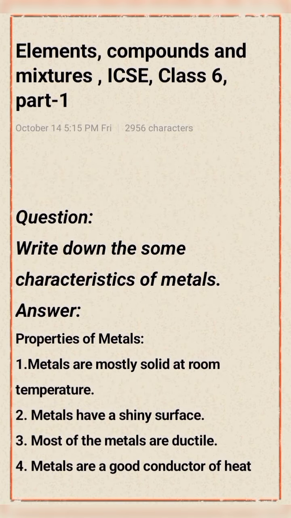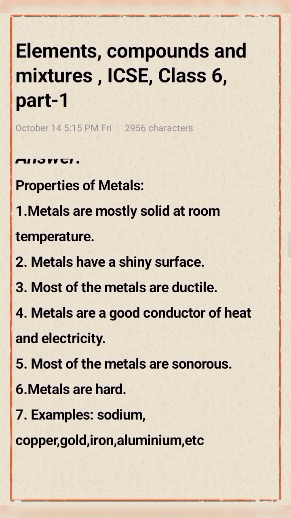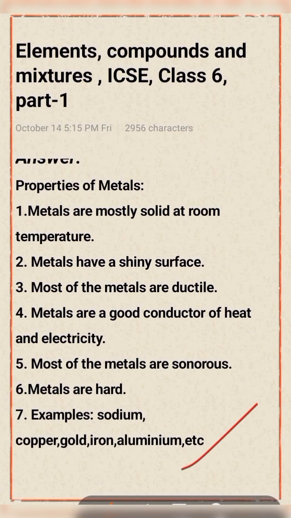Next question: write down some characteristics of metals. Properties of metals. Point number 1: metals are mostly solid at room temperature. Point number 2: metals have a shiny surface. Point number 3: most metals are ductile. Point number 4: metals are good conductors of heat and electricity. Point number 5: most metals are sonorous. Point number 6: metals are hard. Examples: sodium, copper, gold, iron, aluminum, etc.